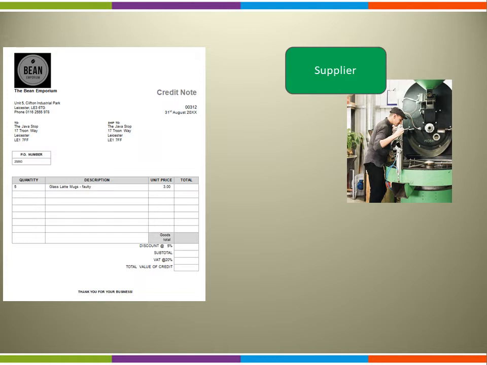The supplier needs to know how much credit to give to the customer, so they need to calculate the total by multiplying the quantity by the unit price, but then they will also need to subtract the 5% discount to get the subtotal and add the 20% VAT in order to calculate exactly how much is owed to the customer. Why not pause the video now and see if you can complete the rest of the credit note.